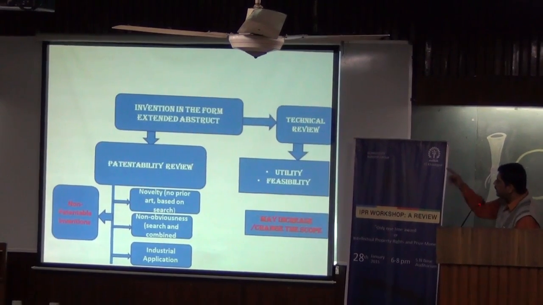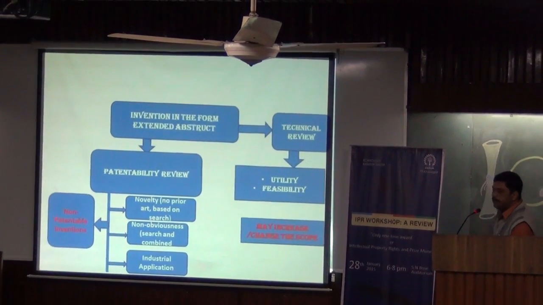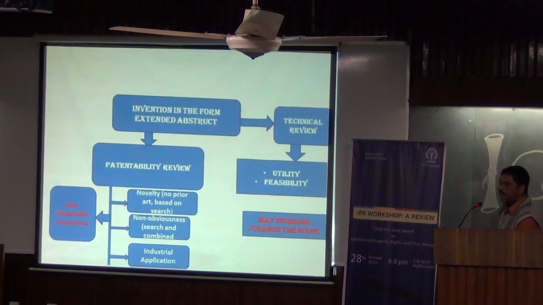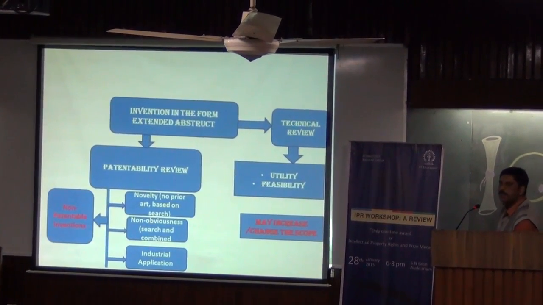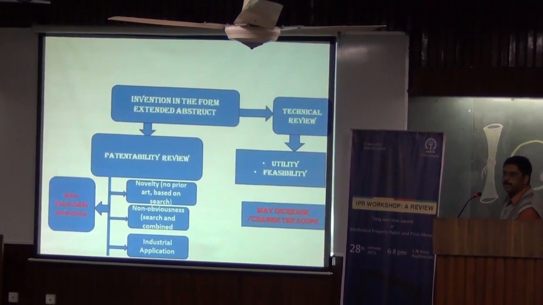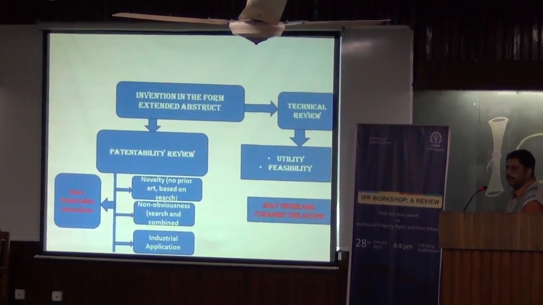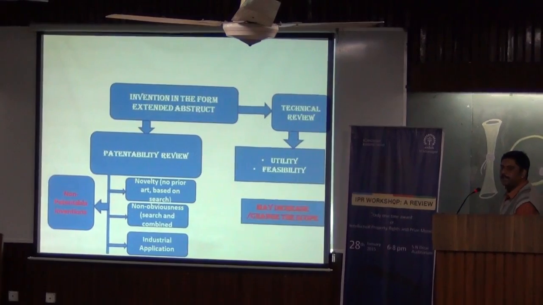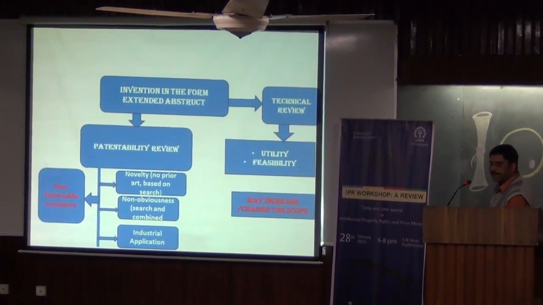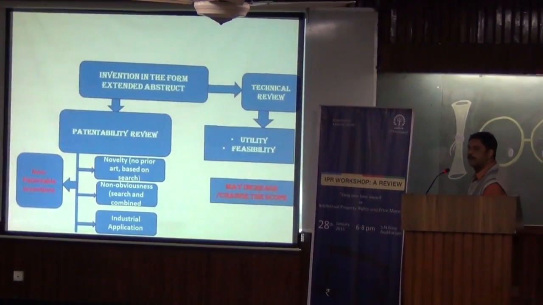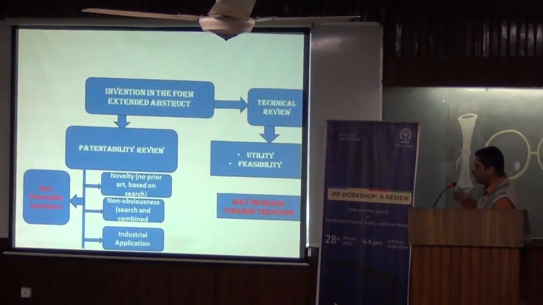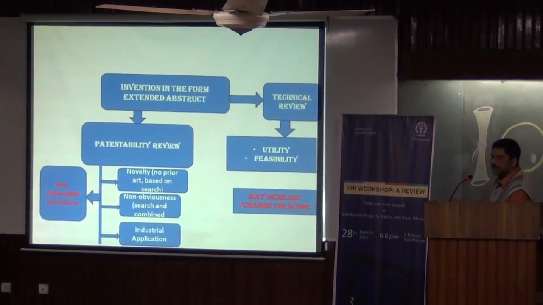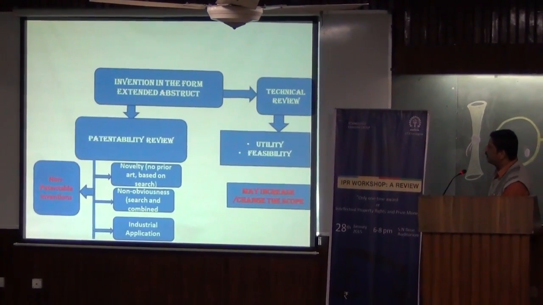For the invention you are submitting, we review two aspects, as Professor Shah has already highlighted to you: technical review and patentability review. Because you are considering your technology part, how you are converting it into an invention. I teach an introduction to IP law class, and I put it this way: what is an invention? I specified that it is something like a product or process. But how will you convert your product, process, or product along with process into the form of an extended abstract? That we try to review based on two parts.